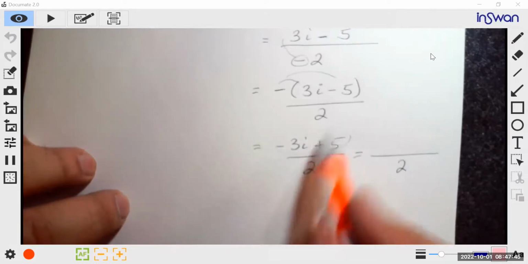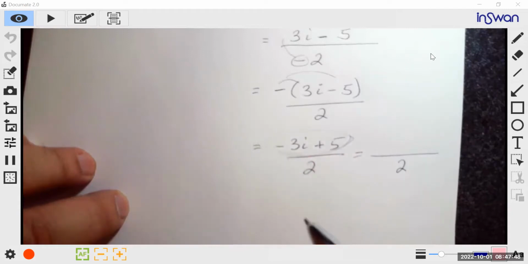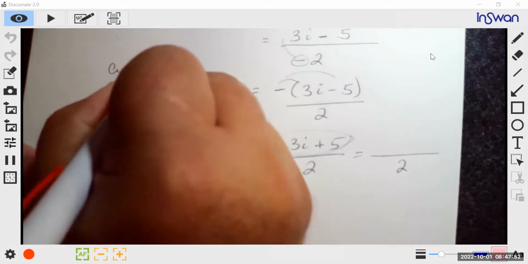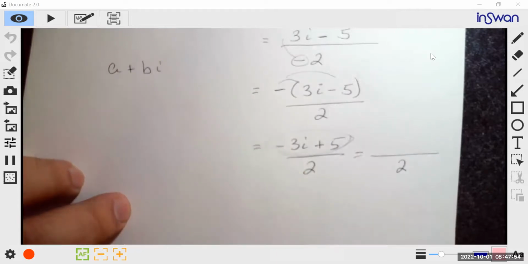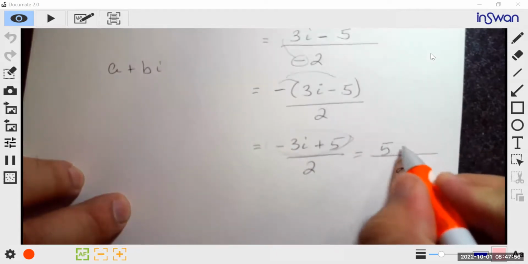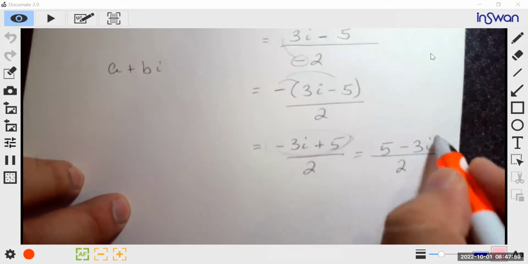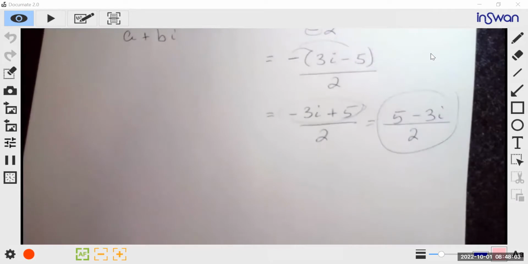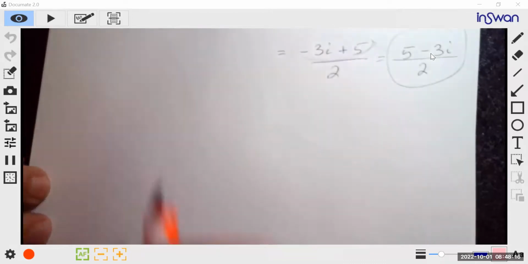Even though the answer is correct, this is not written correctly. Because remember, complex numbers have the form a plus bi. So we have to move them around, so we have the real number first and then the imaginary. So those parts are good. That's the easy part, if you have a monomial. What else can we have on the bottom? A binomial.